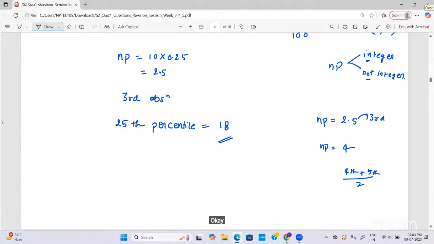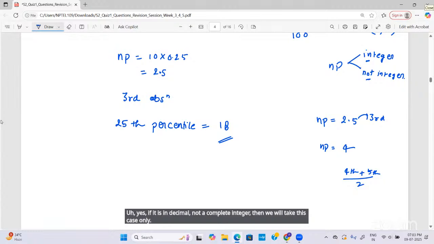Ma'am, this is for numbers like 2.0, isn't it? Suppose it is coming 2.01, then also it will go to the third. Yes, if it is a decimal, not a complete integer, then we will take this case only.